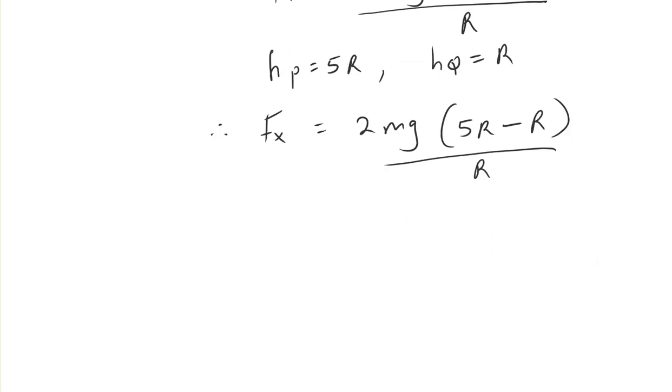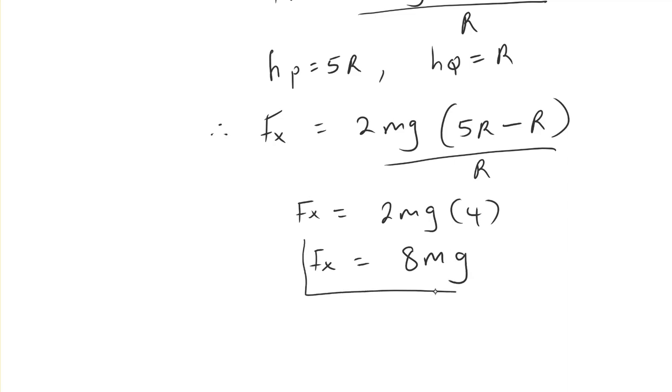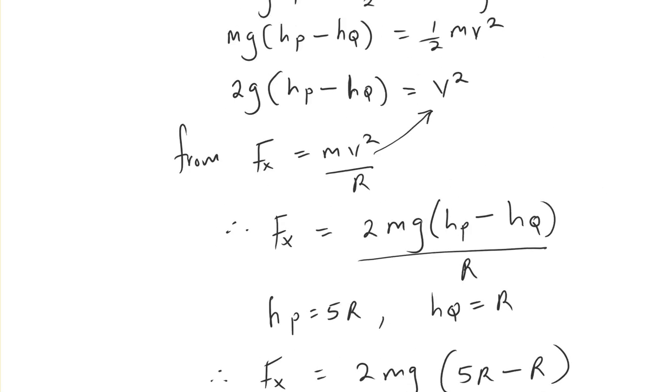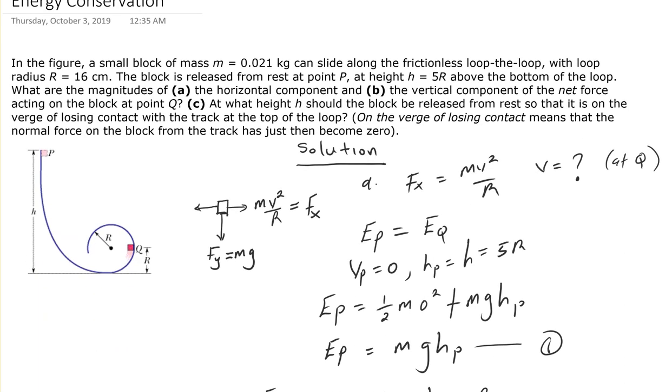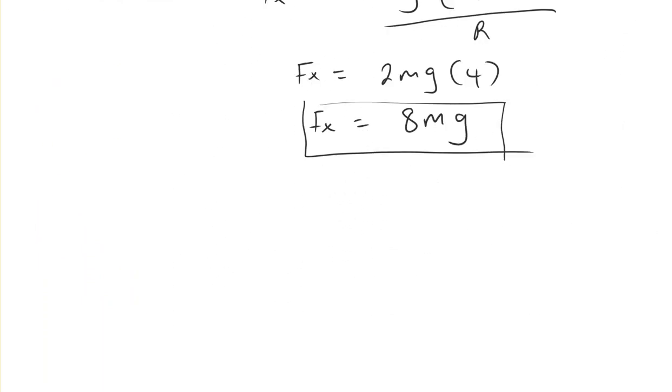So this will reduce to Fx equal to 2mg times 4. Why? Because this will be 4R and R will cancel R and we'll be left with 4. So Fx is simply 8 mg. That's the expression for the horizontal component of the force. And when you go back, m is 0.021 and r is, well, we don't need r in this because they all cancel out.